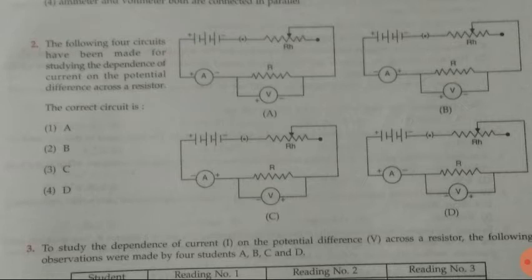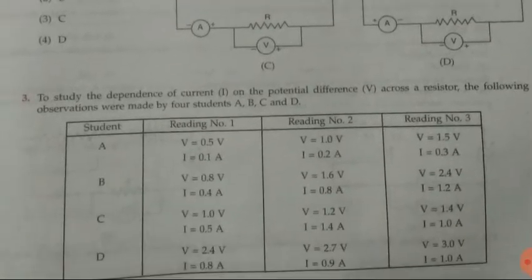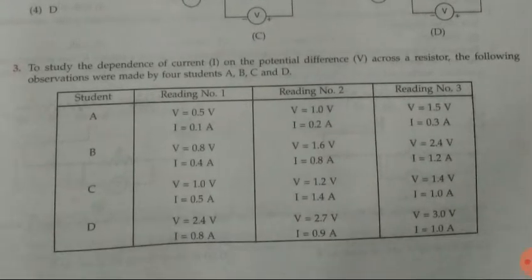Okay, then let's move to the third question. To study the dependence of current I on the potential difference V across a resistor, the following observations are made by 4 students A, B, C and D.